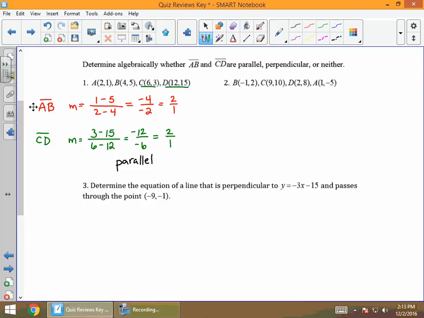Question number two. Again, we're going to do the same thing. We'll find AB. So there's point B, and over here is point A. So my slope, my y values are 2 and negative 5. So 2 minus negative 5. That's the same thing as saying 2 plus 5. My x's are negative 1 and 1. So negative 1 minus 1. So 2 plus 5 is 7. Negative 1 minus 1 is negative 2. So this is negative 7 over 2.